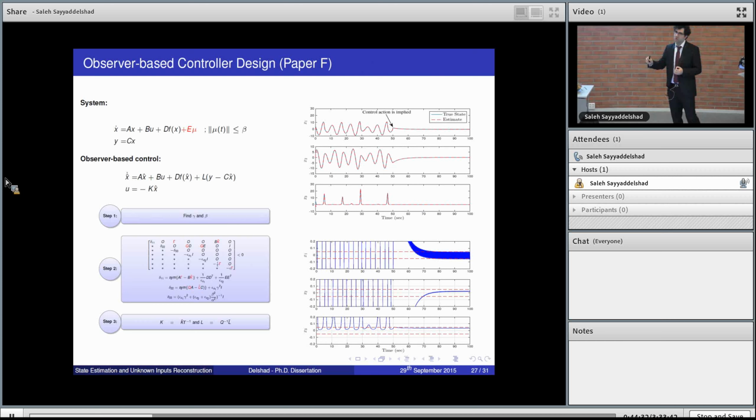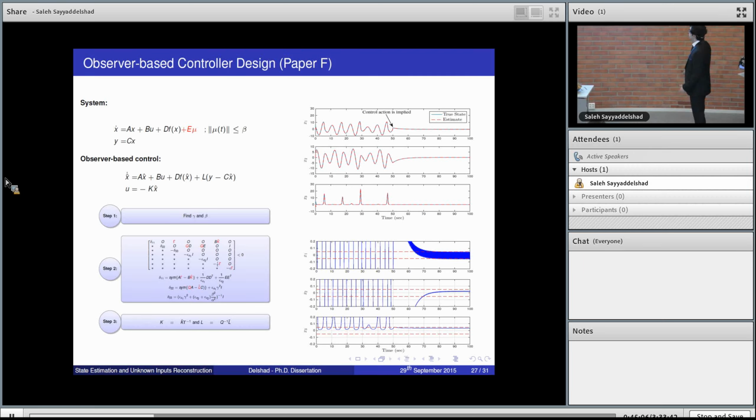looking at the control structure and observer-based control design. Here I discovered that I definitely need some constraint on the unknown input, and I assume that it's bounded. In the observer-based control structure, I found some linear matrix inequalities and conditions such that getting a feasible solution through those inequalities can help you find the observer gain and the control gain.